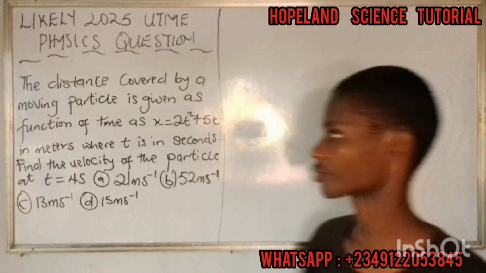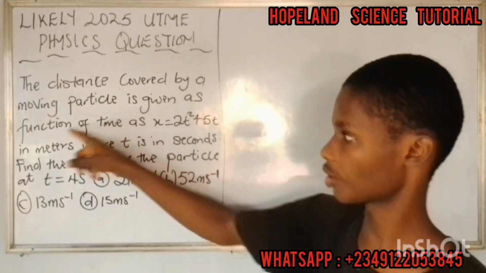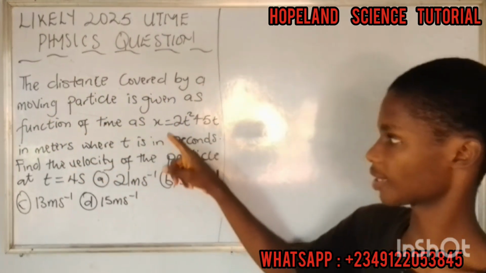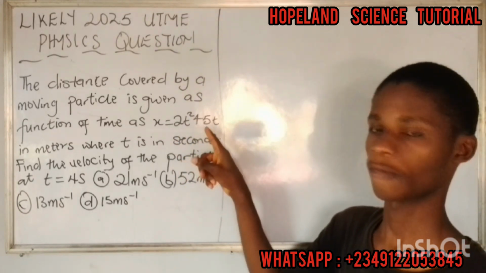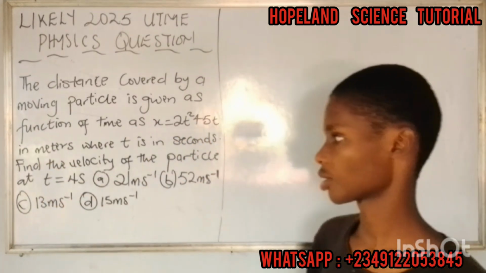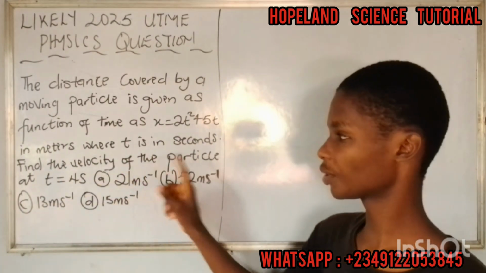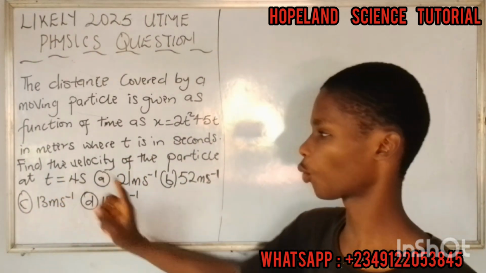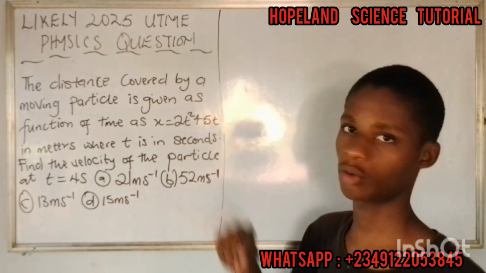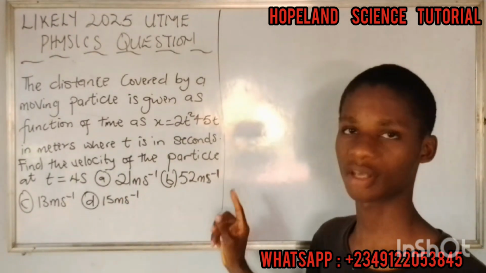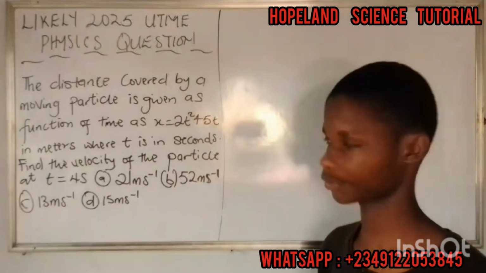The question states: the distance covered by a moving particle is given as a function of time as s equals 2t squared plus 5t in meters, where t is in seconds. Find the velocity of the particle at t equals 4 seconds. Now they give us options: A, 21 meters per second, B, 52 meters per second, C, 30 meters per second, D, 15 meters per second.